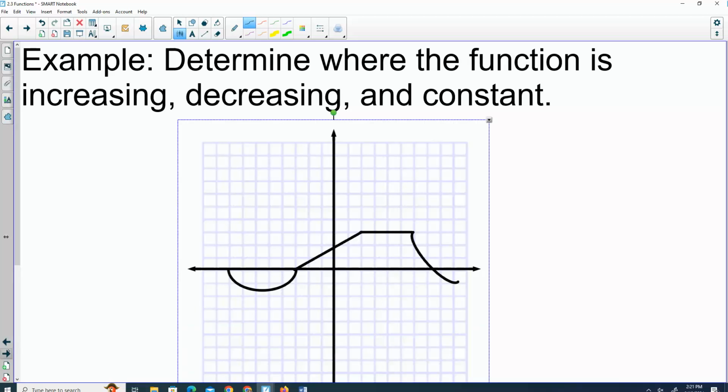So we'll try a couple of those and then be done. If I ask you to look at this graph and tell me increasing, decreasing, and constant, you are giving me the x values. And we are going to answer with an interval. So if I start over here, where does my graph begin? Negative 8. Okay, and what does it do first? Decreases.